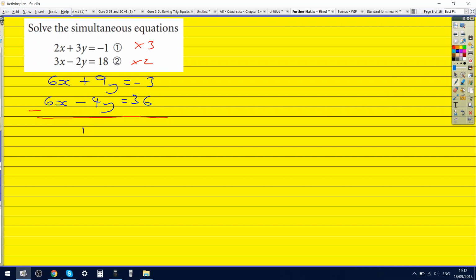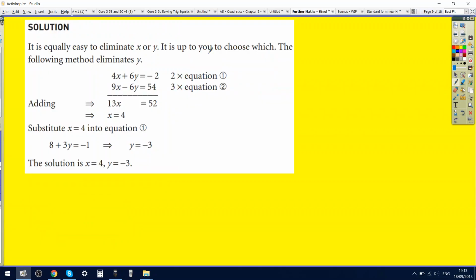13y equals minus 3 minus 36, which is minus 39. 13y is minus 39, so y is just minus 3. So 2x plus 3 times minus 3 is minus 1. 2x minus 9 is minus 1. 2x equals 8. x is 4. That's it. 4, minus 3, yeah.